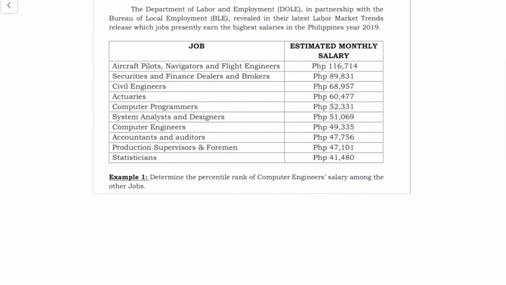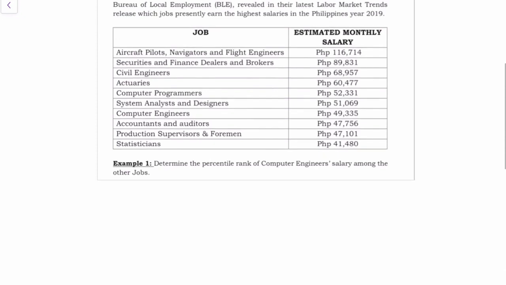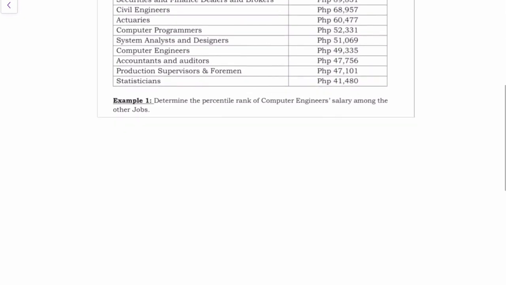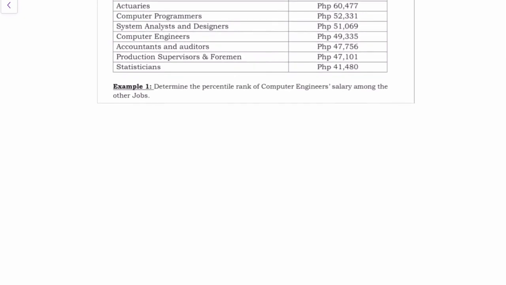The Department of Labor and Employment, or DOLE, in partnership with the Bureau of Local Employment (BLE), revealed in their latest labor market trends release which jobs presently earn the highest salaries in the Philippines in the year 2019. Now the jobs are listed below, and the estimated monthly salary in each corresponding job is also listed in the data. Now, the example or the question: determine the percentile rank of computer engineer's salary among other jobs.